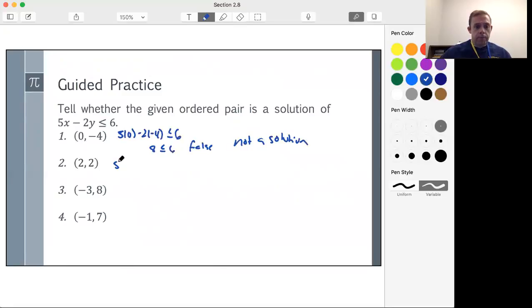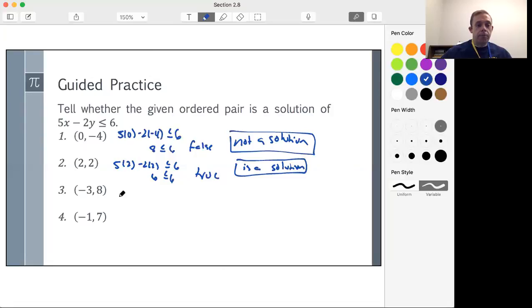Let's check (2, 2). So 5 times 2 minus 2 times 2. Is that less than or equal to 6? So 10 minus 4, we get 6. Is that less than or equal to 6? True. So this is a solution. Next, (-3, 8). So 5 times -3 minus 2 times 8. Is that less than or equal to 6? So -15 minus 16 is -31. Is that less than or equal to 6? That is true. So this is a solution.